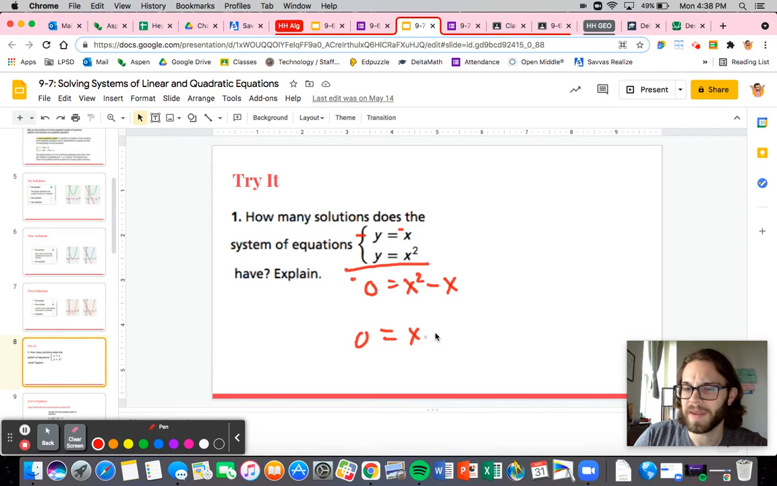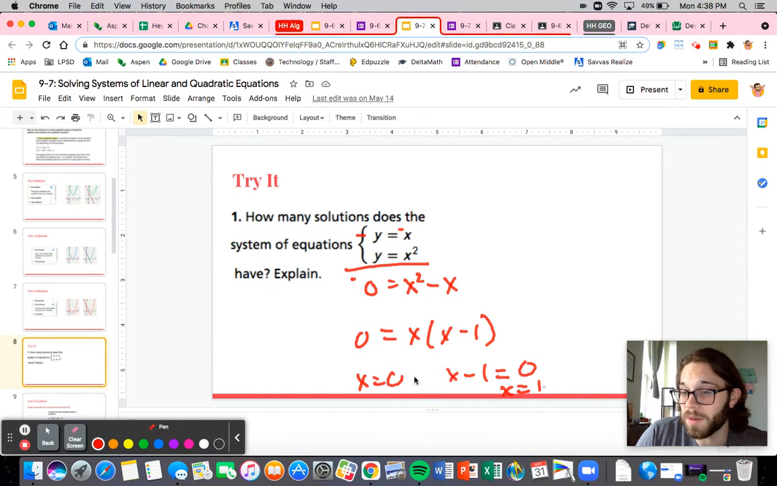0 is equal to, I'm going to factor the x out. I'm going to get x minus 1. So now I have two different things I can set equal to 0. So x equals 0, or x minus 1 equals 0. So x would equal 1. Right? And there's my two solutions, 0 and 1 again.